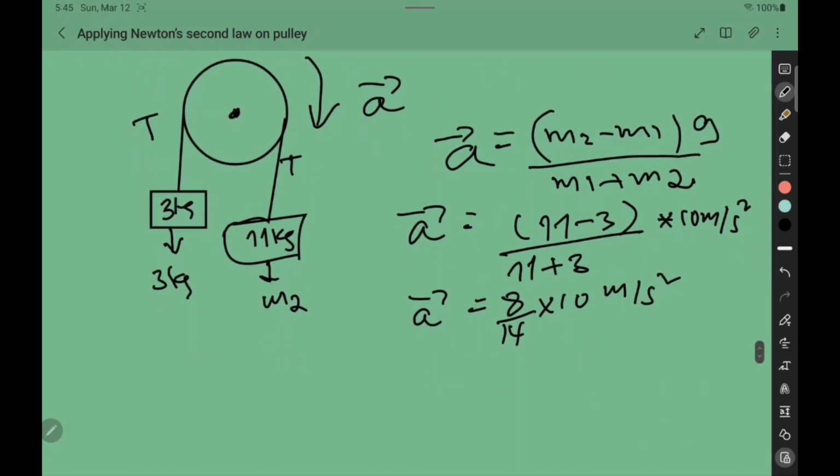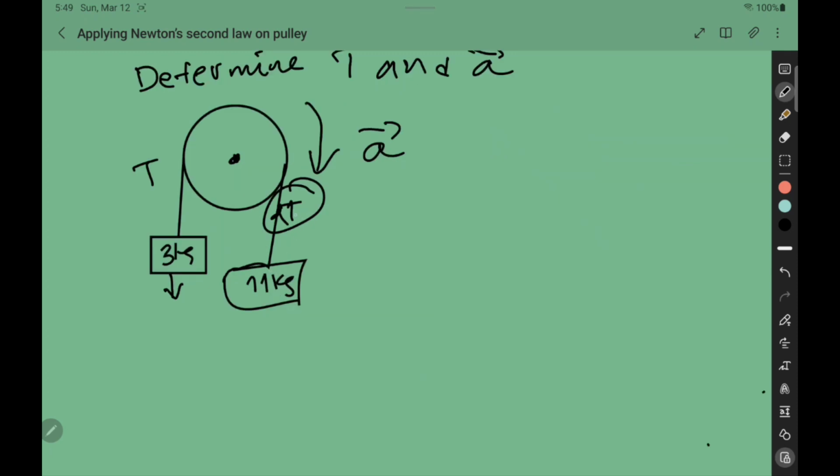Meaning this is the same as, dividing by 2, 40 over 7, so the acceleration is 40 over 7 meters per second squared. So you can see this is some 5.7. Now the tension, here is the tension.